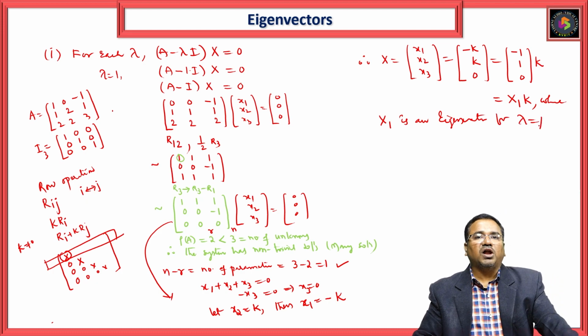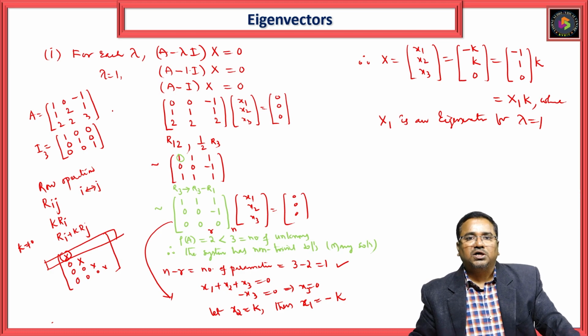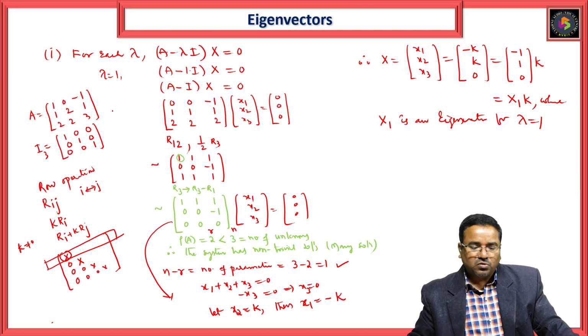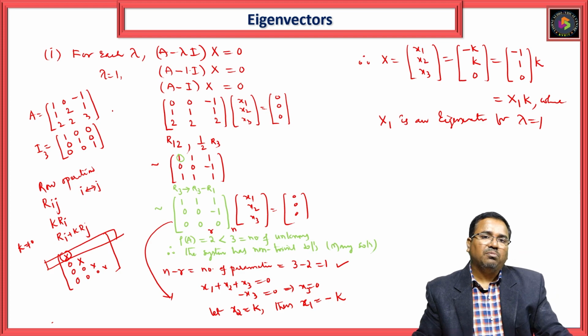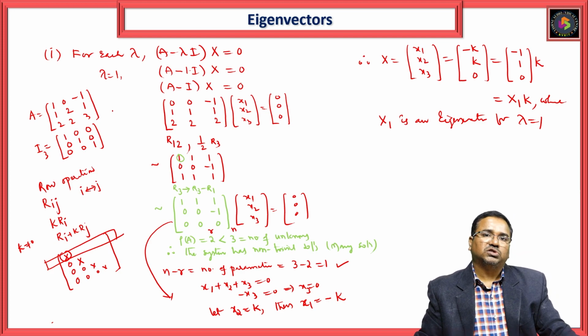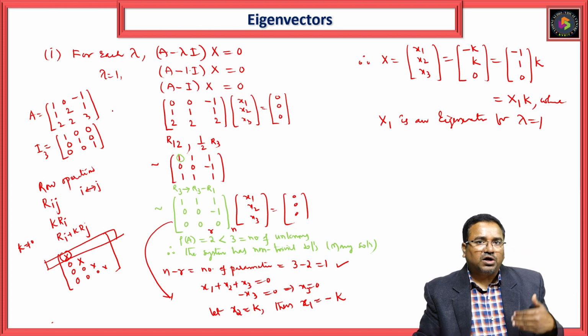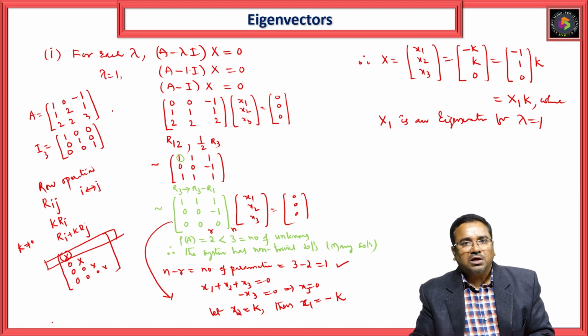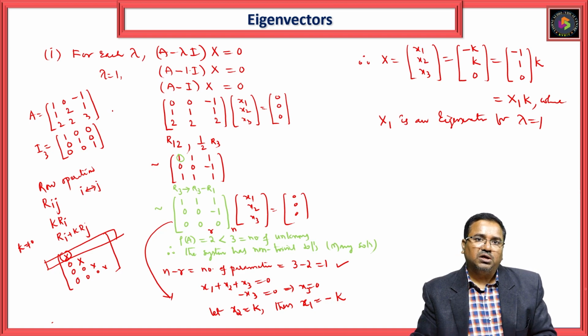So this is the way of finding the eigenvector corresponding to an eigenvalue. By taking the equation (A minus lambda I) x equal to 0 and solving the system of equations, whatever solution we get is an eigenvector for the corresponding eigenvalue.